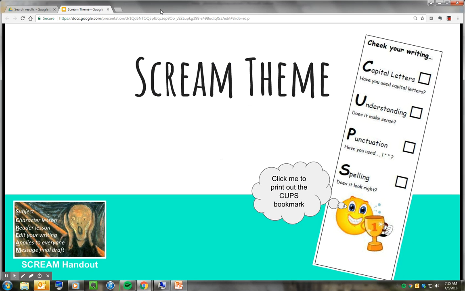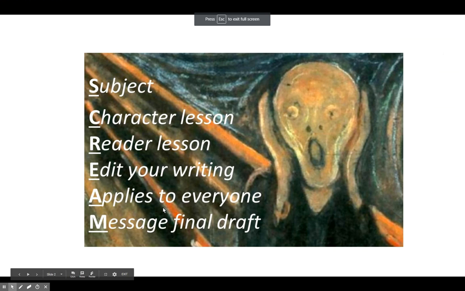P stands for punctuation. Punctuation as in, are there periods at the end of every sentence? And S stands for spelling. Double check your spelling. These are all of the steps that you have to follow to find your theme.